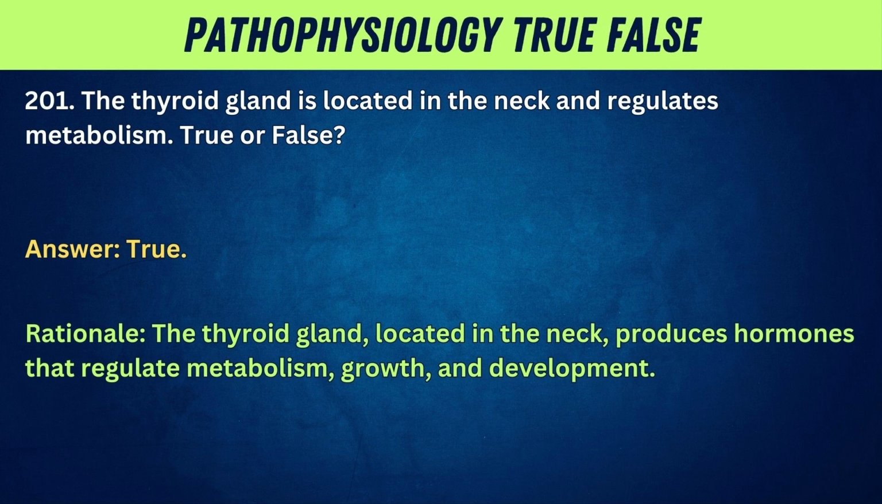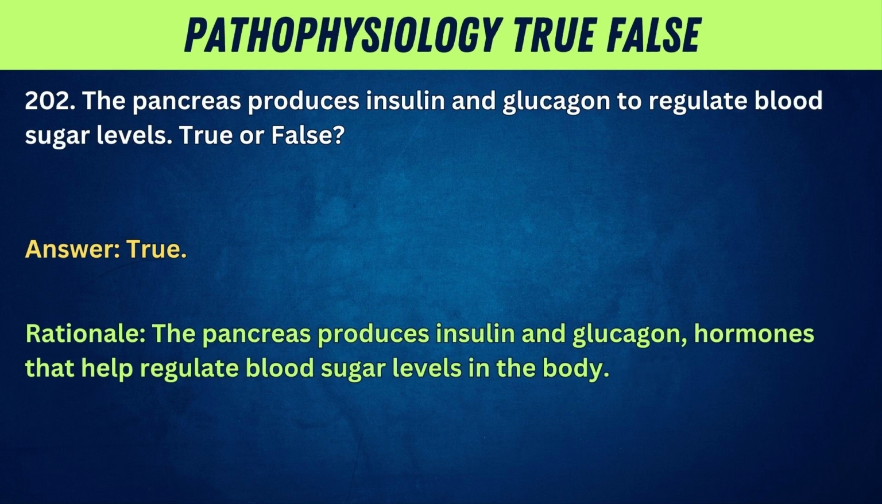201. The thyroid gland is located in the neck and regulates metabolism. True or false? Answer: true. Rationale: the thyroid gland, located in the neck, produces hormones that regulate metabolism, growth, and development.